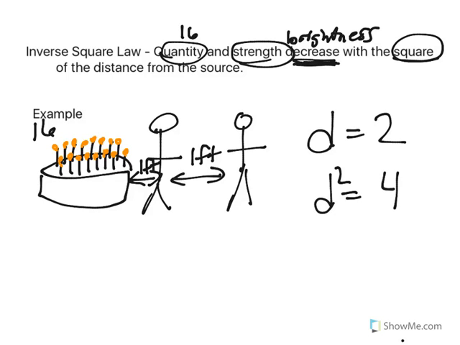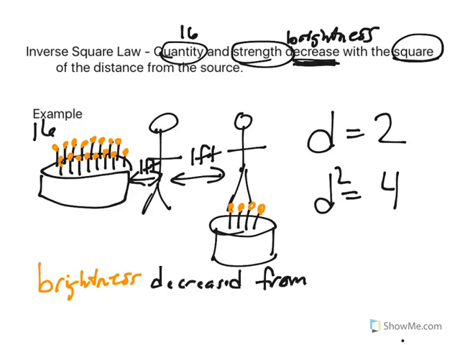So how bright does the cake now appear that you doubled your distance from the original 16 candle cake? Well, the cake now appears to have 4 candles on it. Or the cake appears to be as bright as a cake of 4 candles. So the brightness decreased. It went from the brightness of 16 candles to the brightness of a cake that had only 4 candles on it.